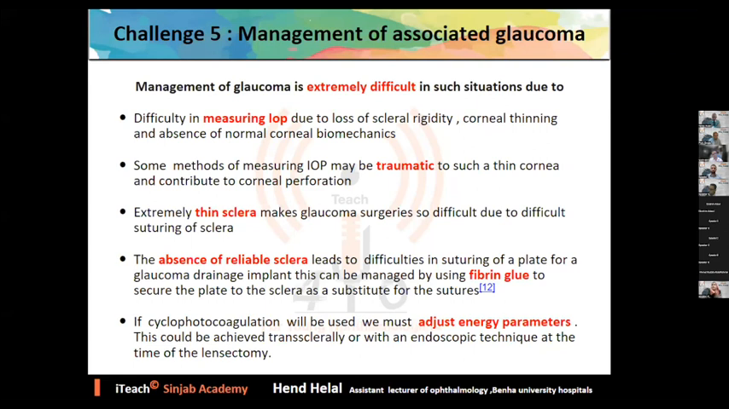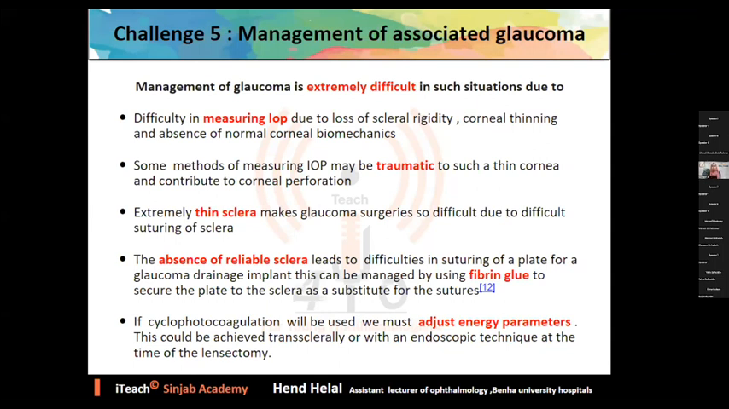What about management? In management of glaucoma, the sclera is extremely thin, and the absence of reliable sclera makes glaucoma surgeries a nightmare for the surgeon. So some authors recommend, if you want to use a glaucoma drainage device, you can secure the plate to the sclera by fibrin glue as a substitute for suture. And if you are planning to use cyclophotocoagulation, please adjust your energy parameters.